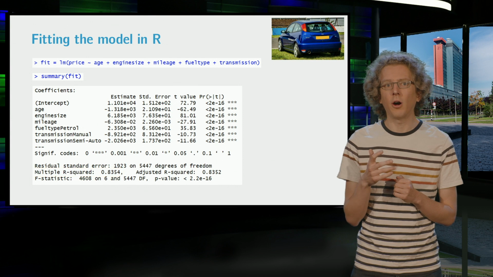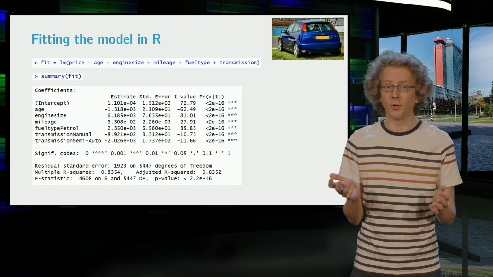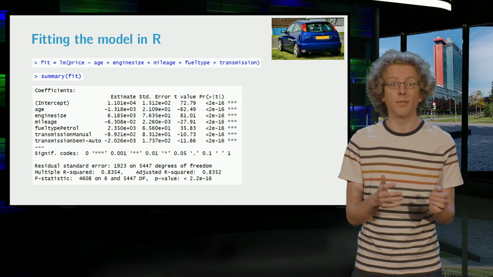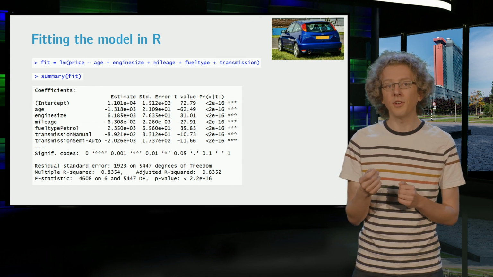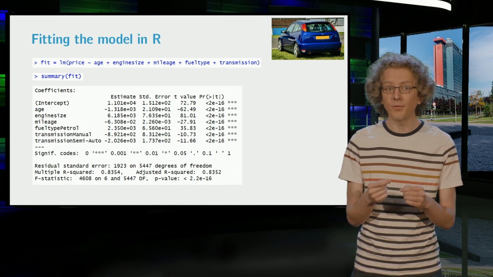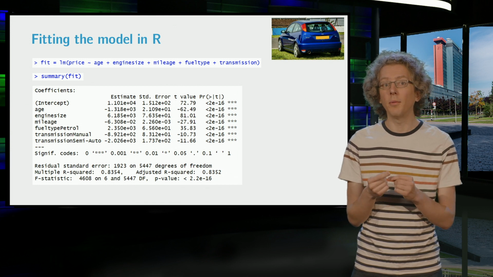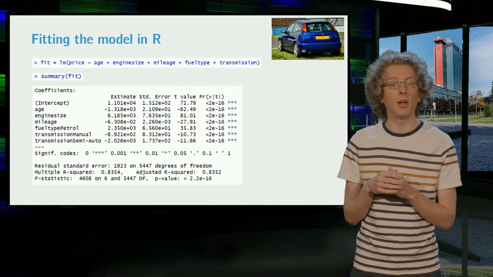Notice that the program R by default chooses the levels in alphabetical order. So for the transmission, automatic was base level. The coefficient estimate on the line transmission manual is then indeed the estimate for what we just called beta 5. And in fact, all parameters in the output are in the same order as in our model.